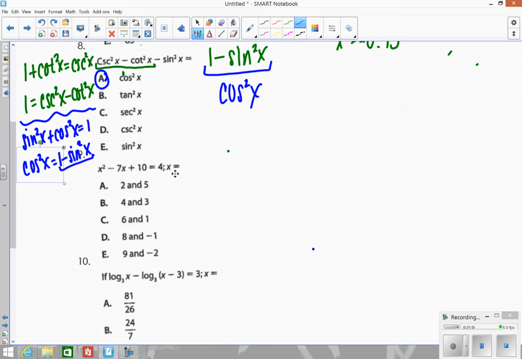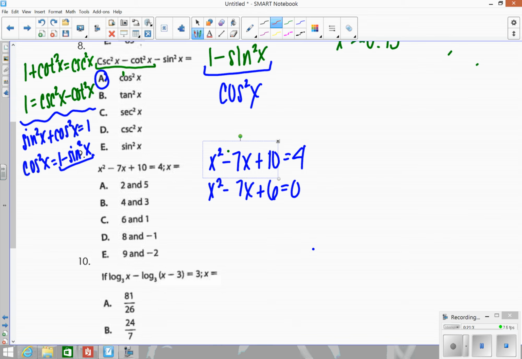The next one here, again, we're asked to solve for x because it gives you this equation, then it says x equals. So the first thing you want to do for this is get this equal to 0, because if you look at your answers, they're all integers. So that tells me that we can factor this. Before we can factor that, we have to bring that 4 over. So if we subtract 4 from both sides, it's going to give me 6 and then equals 0. So I just subtract 4.